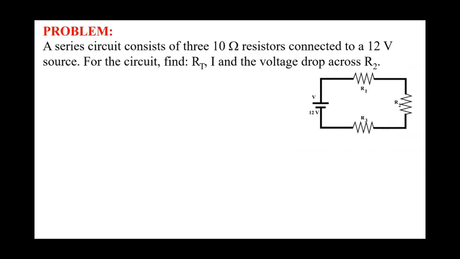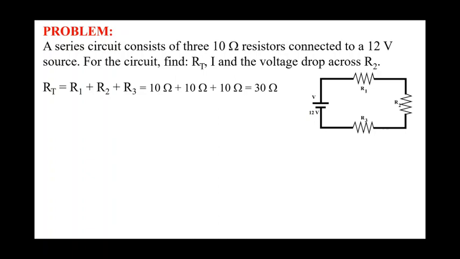So here's the first one, just a fairly simple series circuit. It consists of 3 10-ohm resistors all in series and a 12-volt power source. And what we want to find in this first problem is the total resistance, the current through the circuit, and the voltage drop across R2. So we know for a series circuit that we just add the resistances together. That will give us the total equivalent resistance. So it's simply 10 plus 10 plus 10, which gives us 30 ohms.